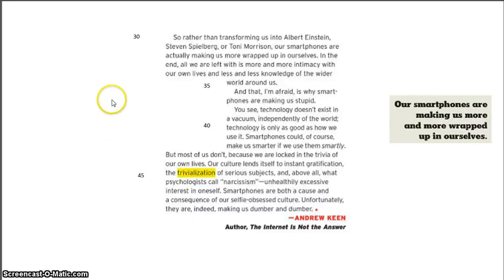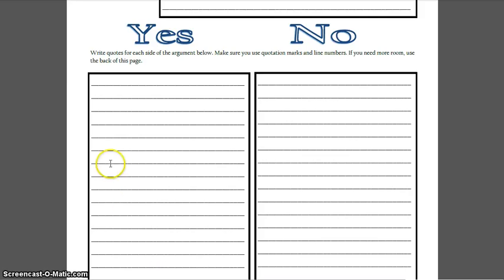Now find one quote from this section to include for the yes side of the argument, that smartphones are making us stupider, and make sure you include line numbers. Pause the video until you're ready to move on.